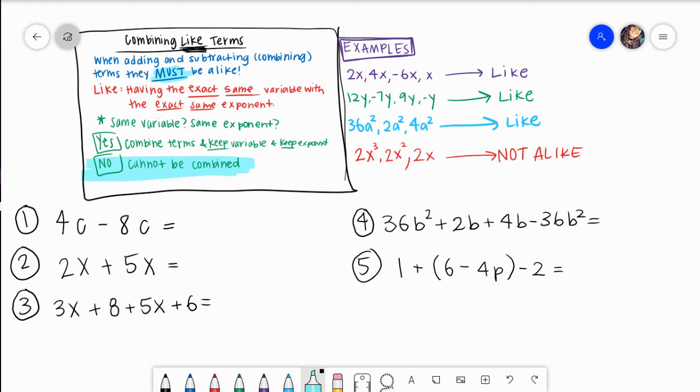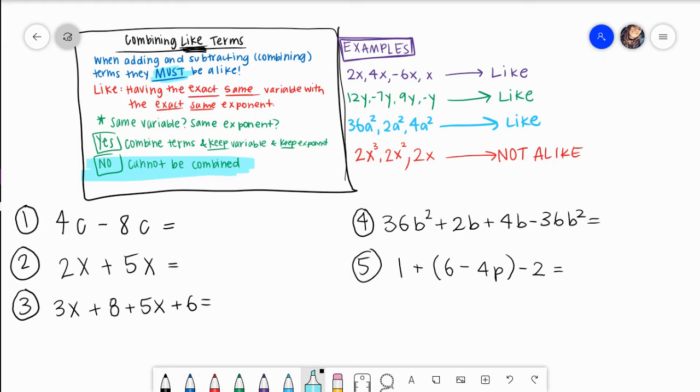Okay, so blue, 36a squared, 2a squared, 4a squared. They all have an a squared. Specifically, all of the variables have the exact same exponent, so those are like. Alike, like, it's same difference. Okay, red. It's kind of funny I wrote it in red because it stands out like stop, can't do anything here, okay?